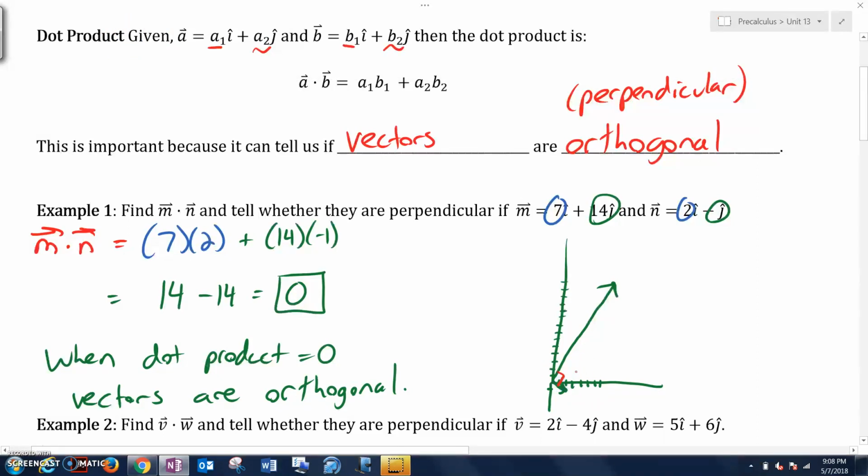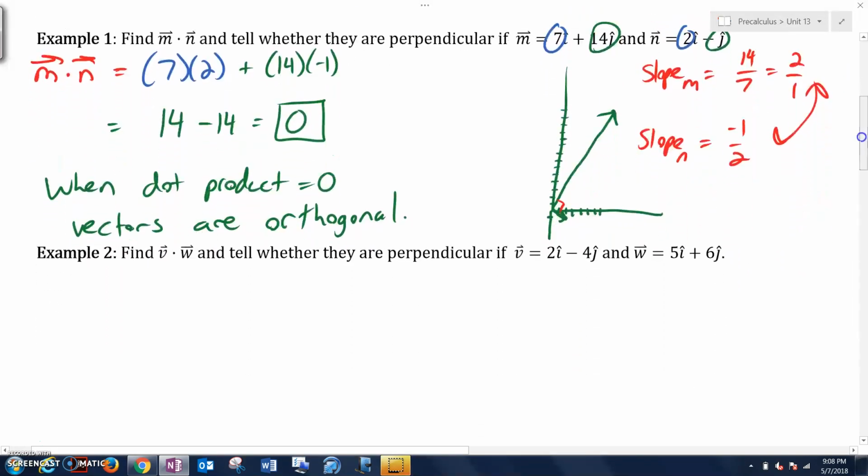Okay. Another way you could have done this too, just to show you guys that it's all the same thing, the slope of vector m. Well, the slope is the rise over the run, so that would be 14 over 7, which is 2 over 1. The slope of the other one, n, is negative 1 over 2. And if you remember from Algebra 1, you knew that lines were perpendicular when the slopes were opposite reciprocals, which these slopes are. So it's just showing that all these things mean that those two vectors are perpendicular. But now we have this new thing called the dot product to help us with that.